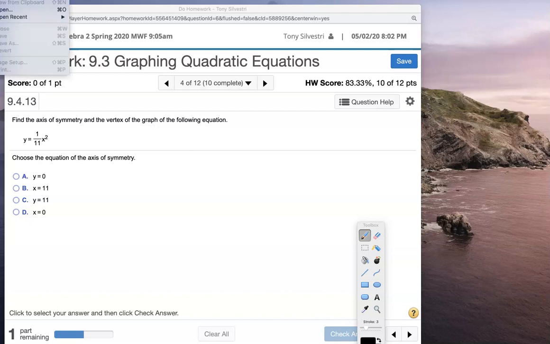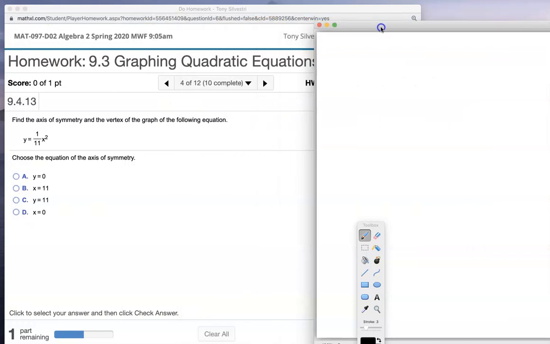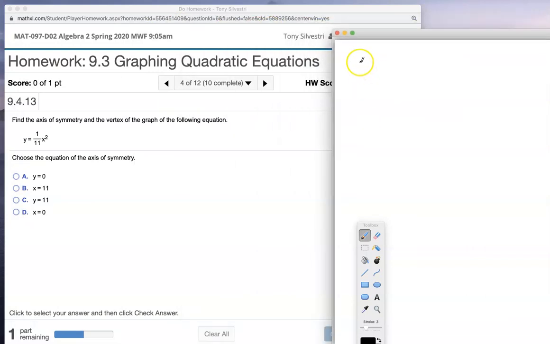So let's come over here, File, New. Move this over. Okay, so y equals 1/11th, strange number, x squared.